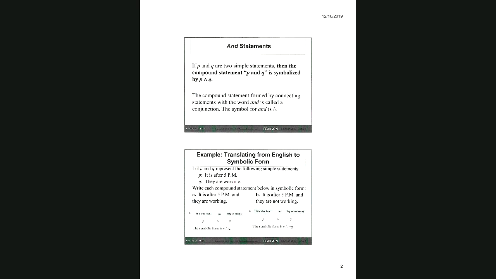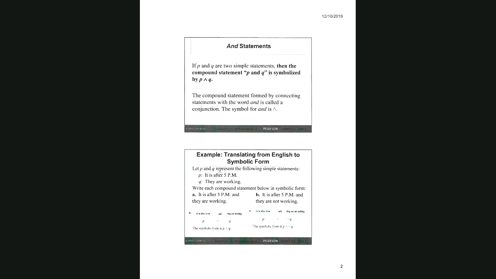And statements. If P and Q are two simple statements, then the compound statement P and Q is symbolized by this symbol here. I call it like a half of an A, or just rooftop, like the power carrying calculator. It is the compound statement formed by connecting statements with the word and.